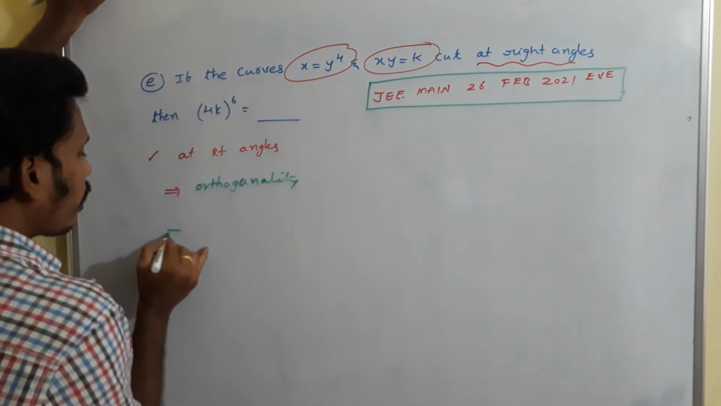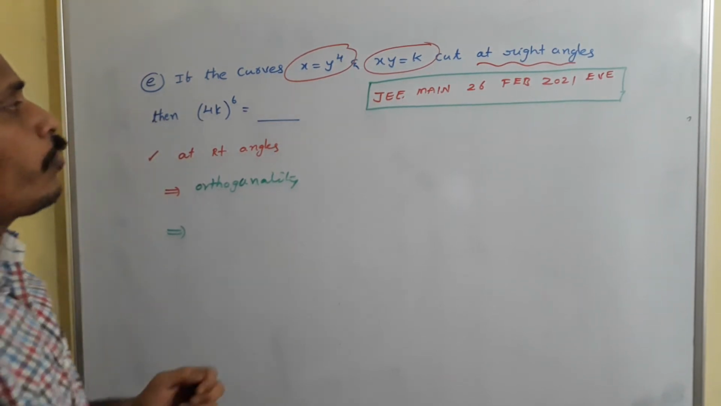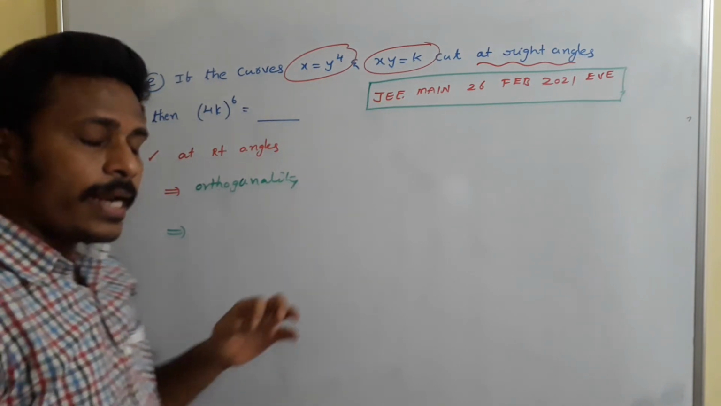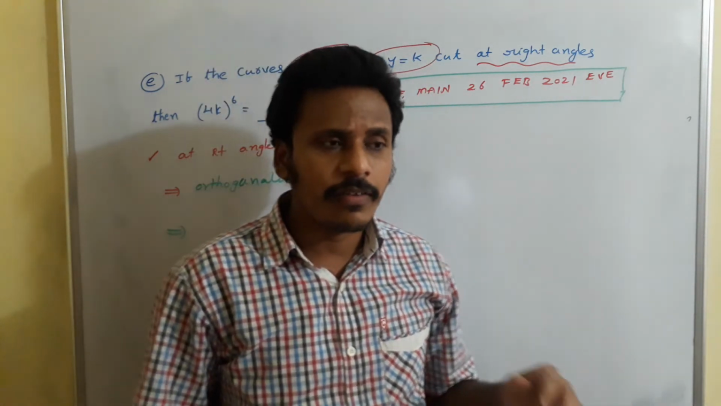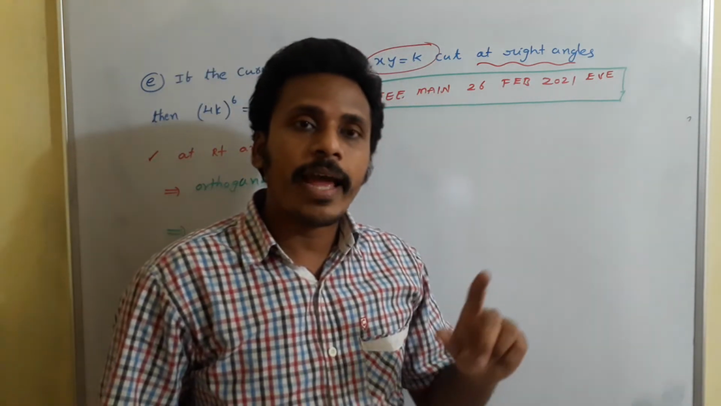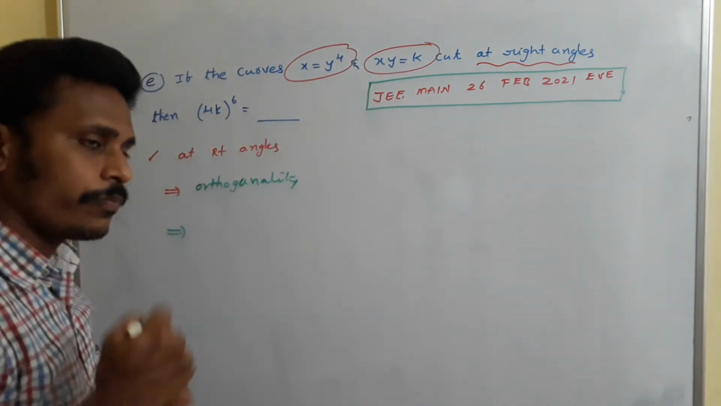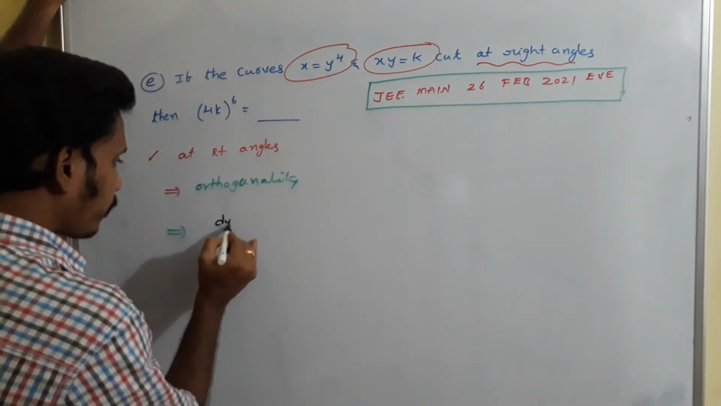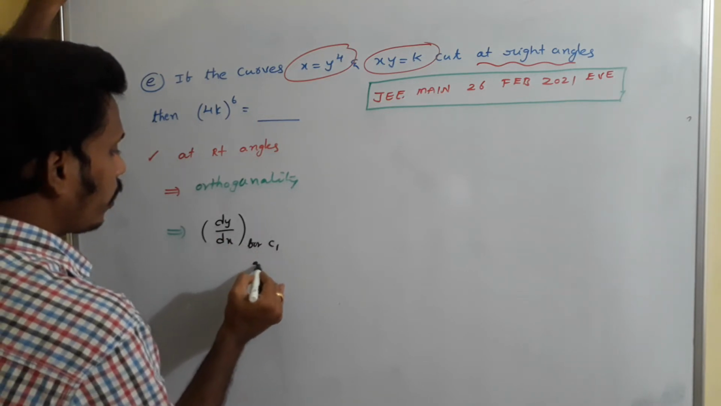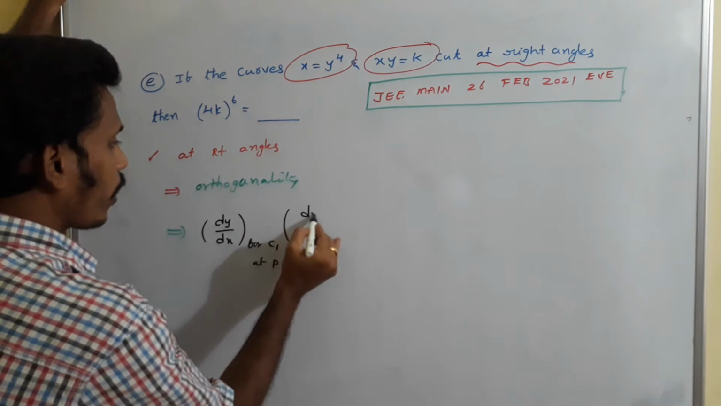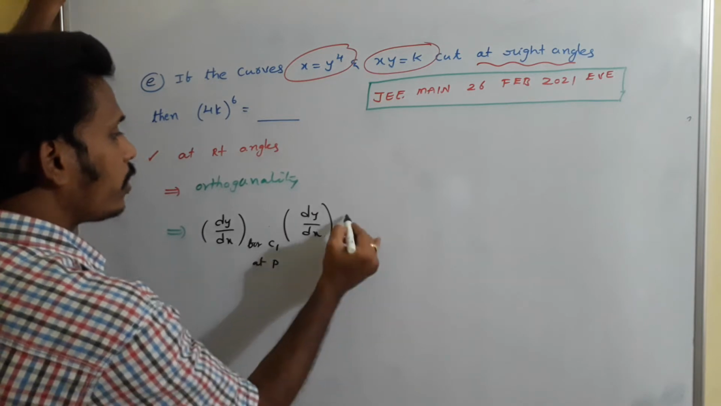Right. And for orthogonal curves, what will happen? First of all, we need to find out the intersection point, and at that intersection point, since they are at right angles, the slope of the tangent for the first curve as well as the slope of the tangent for the second curve, their product is minus 1. Since they are orthogonal, dy by dx for curve 1 at P into dy by dx for curve 2 at P is equal to minus 1.